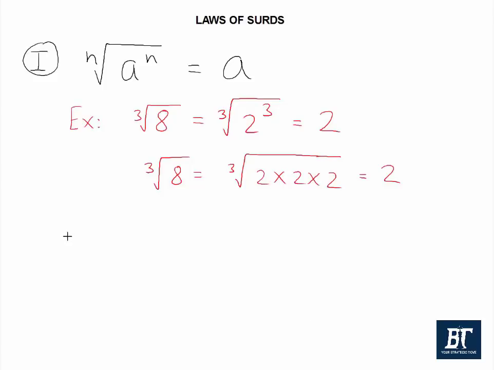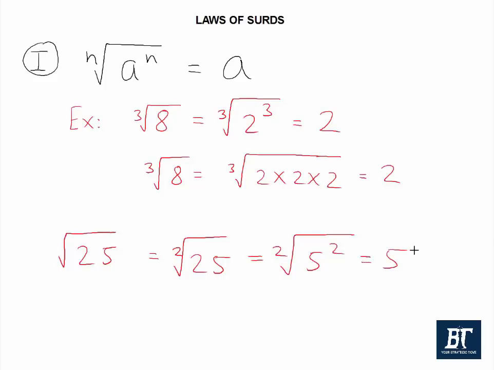Another example is square root of 25. As you can see, there is no order mentioned, but we should know that this means second root of 25, which equals second root of 5 squared, so you get 5.